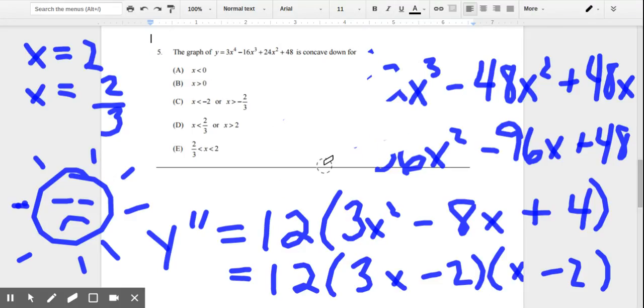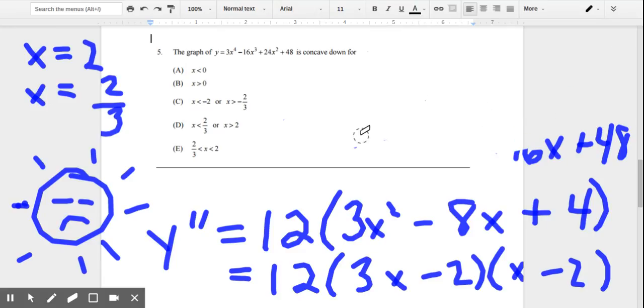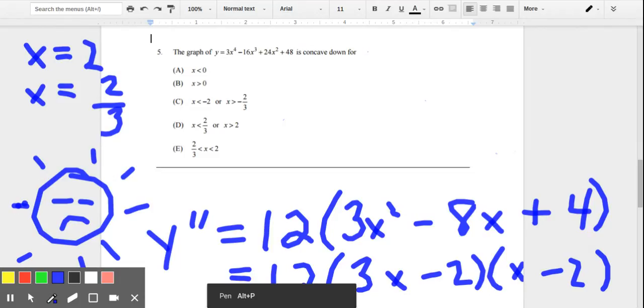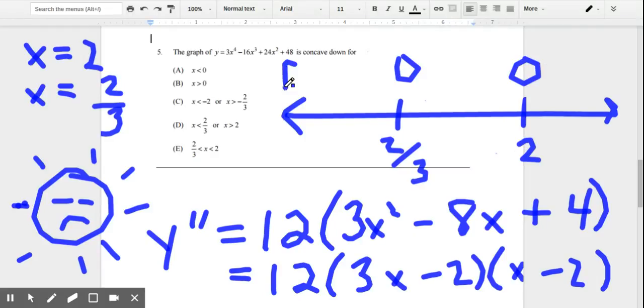My sign chart is really going to be using the second derivative, and it's going to set up around our possible points of inflection at x equals 2/3 and x equals 2. All right, so my sign chart again is going to look something like this. Nice long line. I have a point at 2/3 and a point at 2. I know that my second derivative is 0 here and here, and that's f double prime. So let's go ahead and test some points on my second derivative.